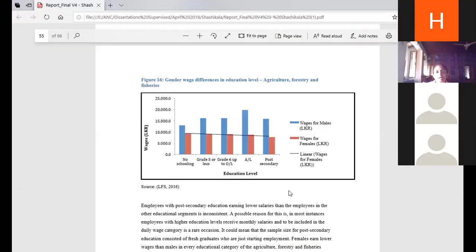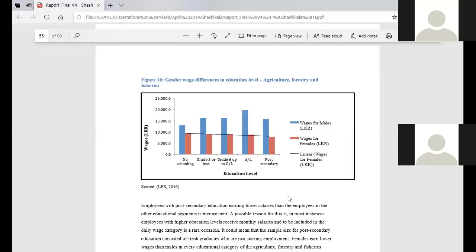Can you see a bar chart on the screen? Hello? Yes, madam. Yes, yeah, madam. Yes. You can see.